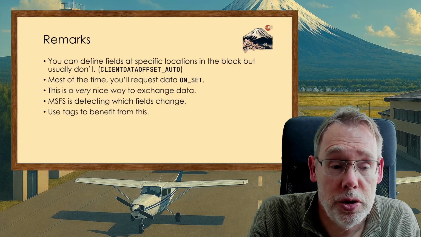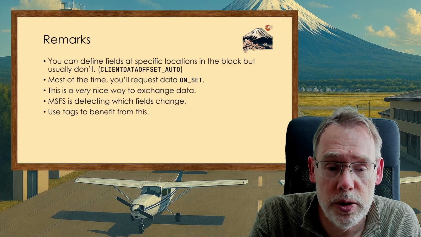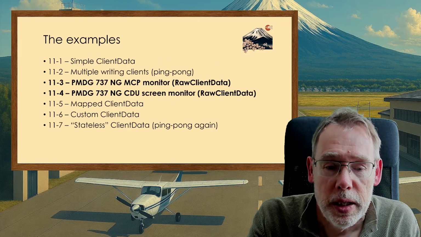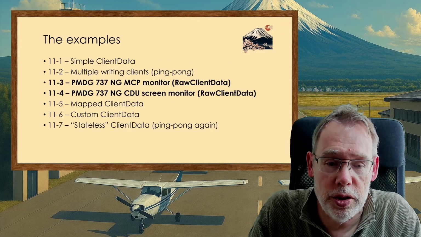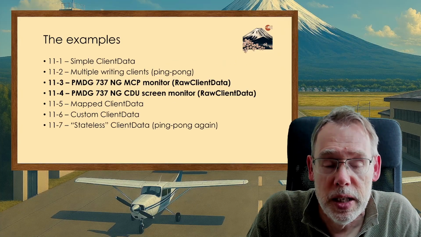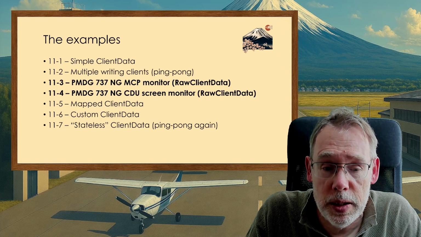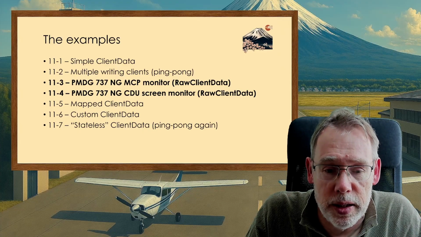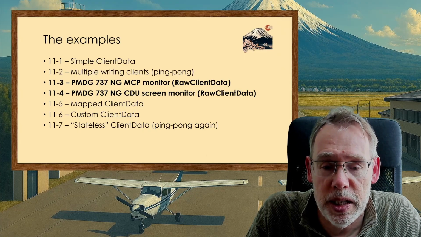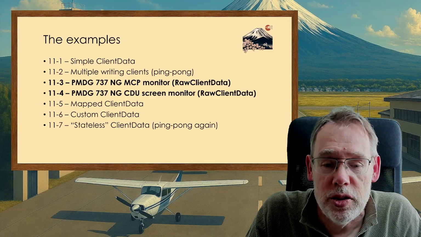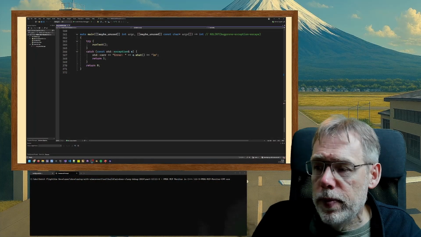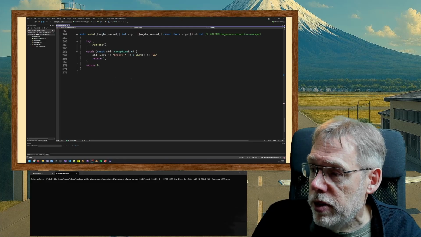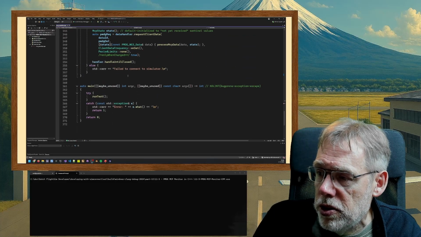But let's first go and have a look at the C++ version, which uses my library. And I'm going to use the PMDG 737NG for that. There are two standard demos in the PMDG SDK for monitoring MCP data and the CDU screen, and I made updates to that. So let's take a look at that. Okay, so again, the main function is not very interesting. It's the same as it always is.